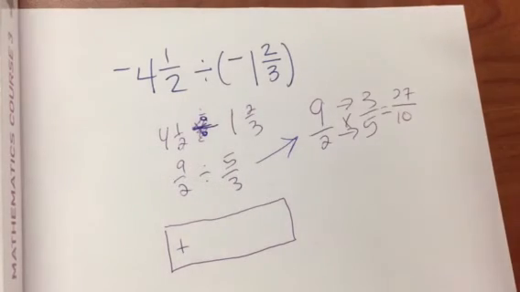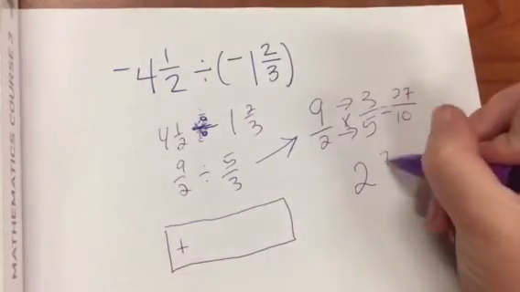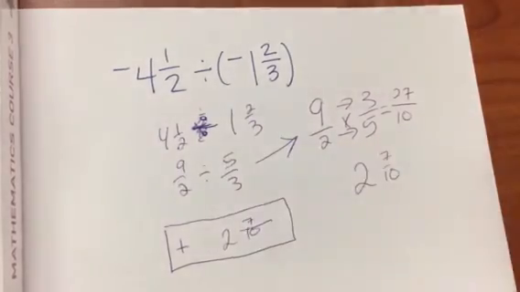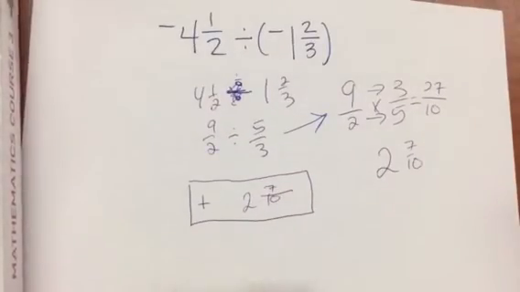Miss Green, thank you for giving us nice numbers today. Now, how many tens do I have in 27? 2. And I'm left with 7 tenths. My answer was positive, so 2 and 7 tenths. Do we need to simplify this? No, I think it's simplified.